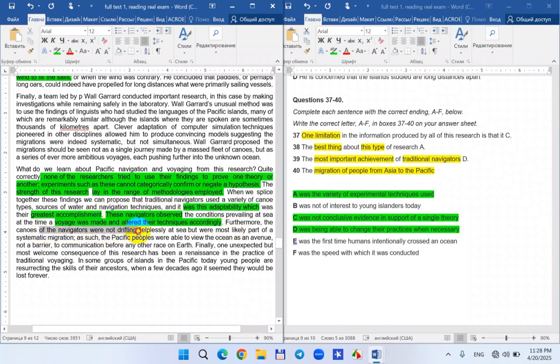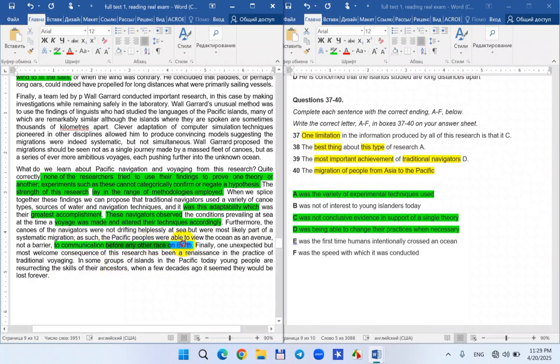Furthermore, the canoes of navigators were not drifting hopelessly. Most likely, people were able to view the ocean as an avenue, not a barrier, to communicate before any other race on Earth. Finally, one unexpected but most welcome consequence of this research has been a renaissance in the practice of traditional voyaging. So, I think this is going to be the relevant part of the passage.